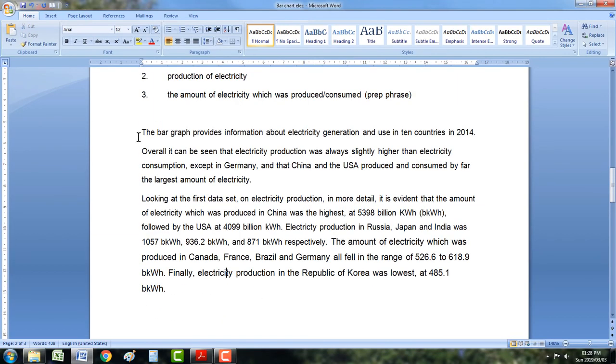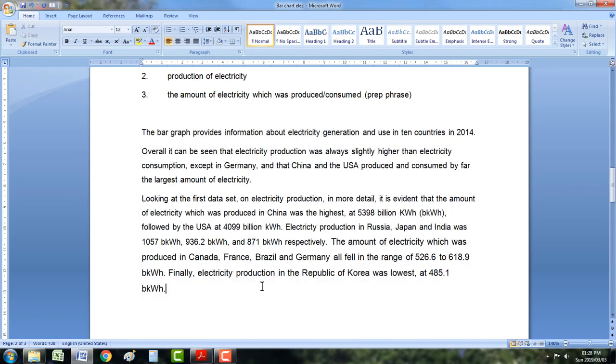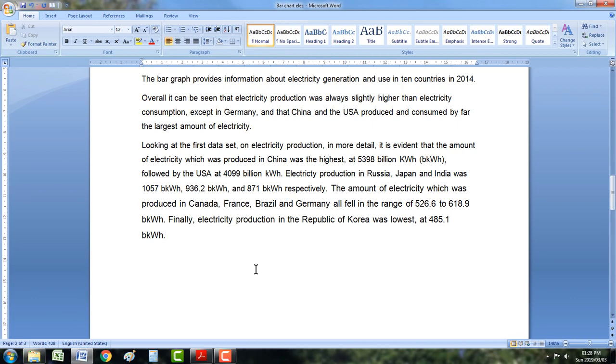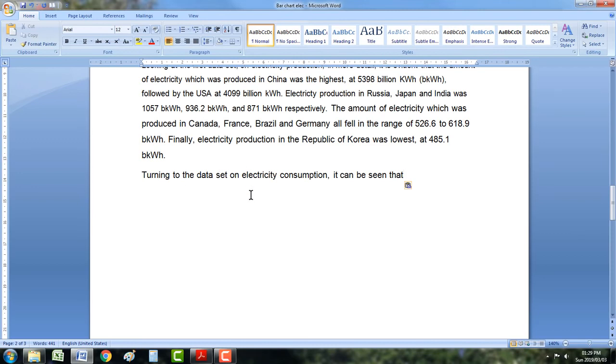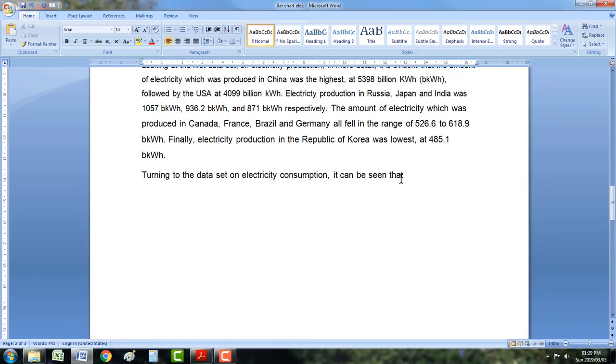Great. But I can see we've got a problem here. How many words is that? 142 words already. So, oi, this is going to be a long essay. I'll try and make it a bit shorter, but oi. Right, linking language. Turning to the second data set on electricity consumption, it can be seen that, again, China and the USA were also the 2 highest. So we should say them.